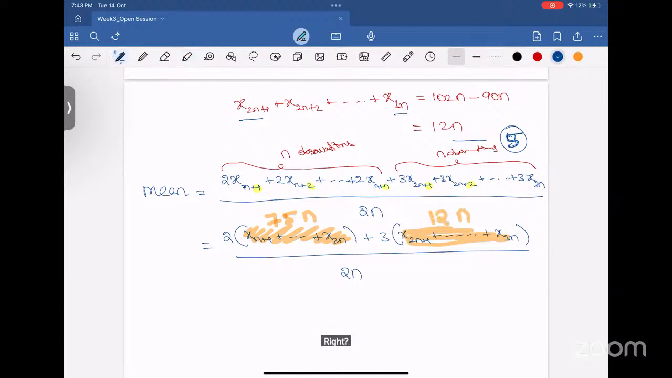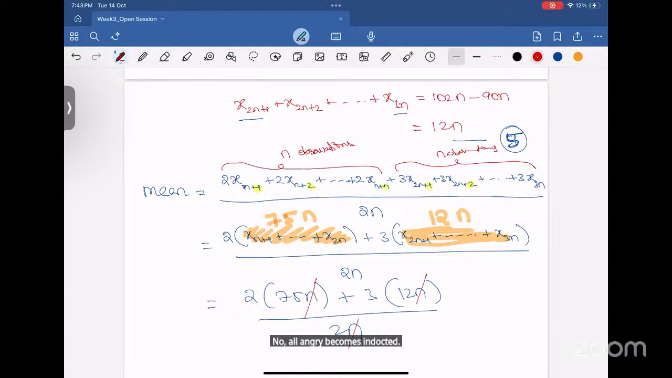So now this will be 2 times 75n plus 3 times 12n divided by 2n. Now all n will be cancelled out. And then we just have to compute it. 2 times 75 is 150 plus 3 times 12 is 36, divided by 2. So 186 by 2, which is 93.